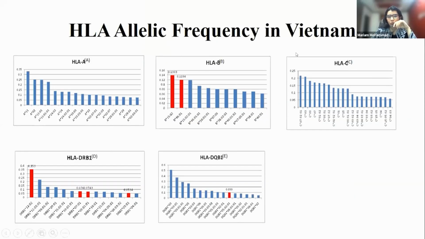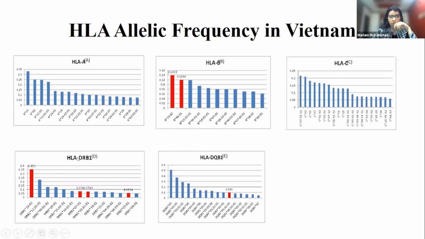Likewise, if we talk about Vietnam, those highlighted in red, B1502 and B4601, were the alleles associated with the high risk of COVID-19. The rest of the alleles were found in general healthy populations, and none of them were found to be associated with the development of COVID-19.